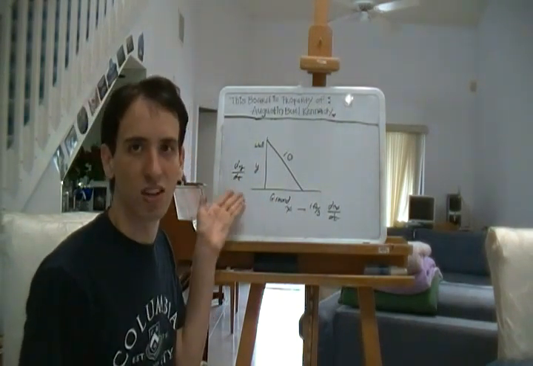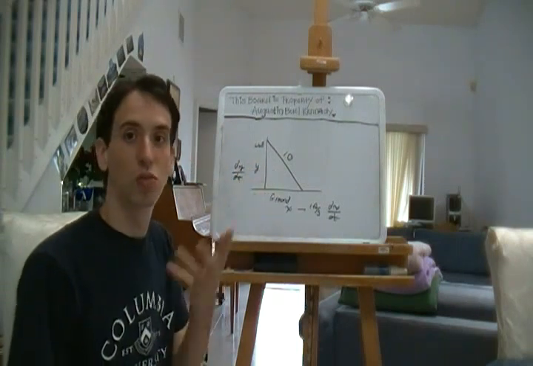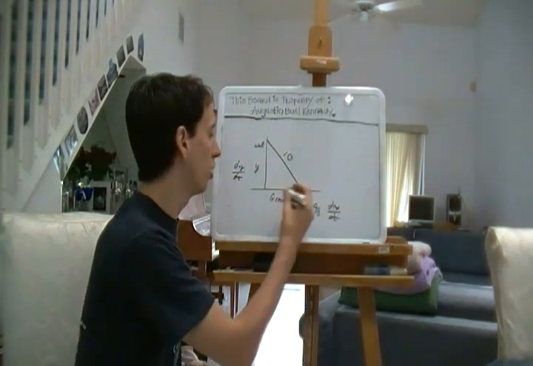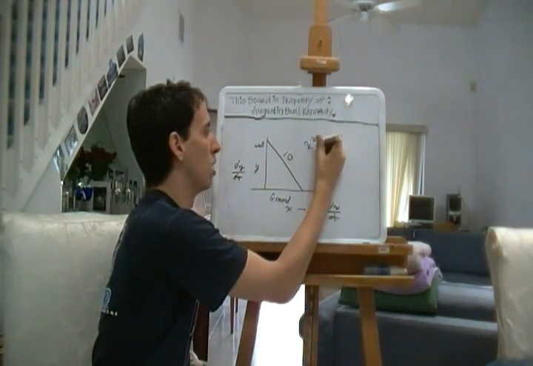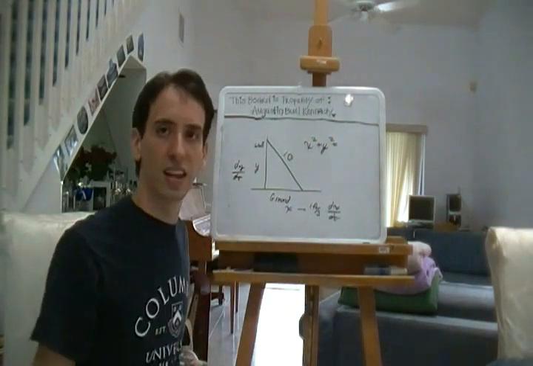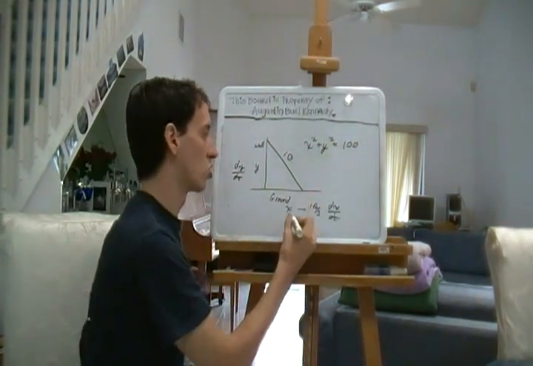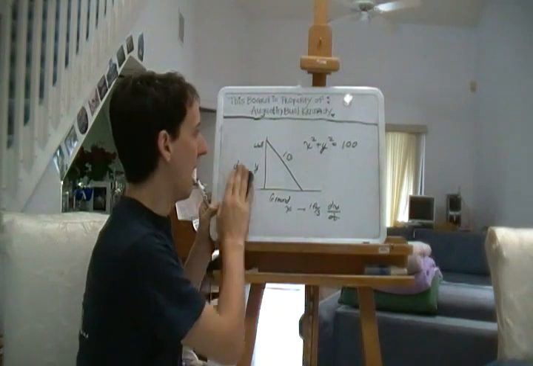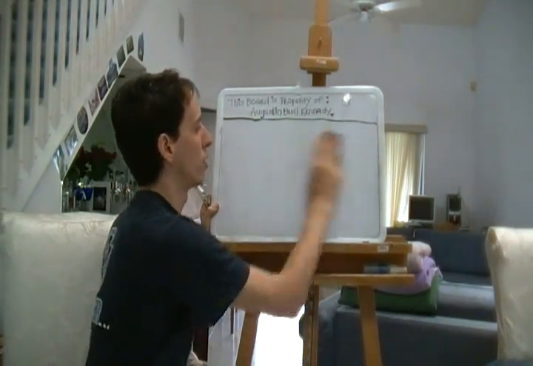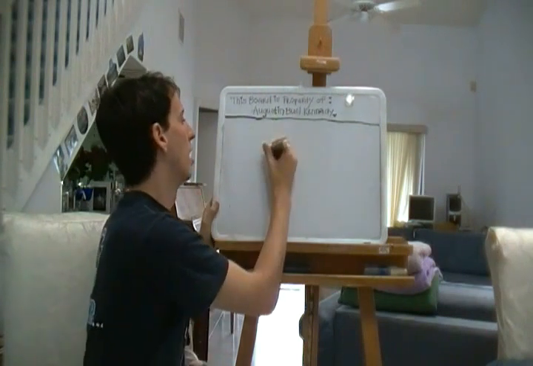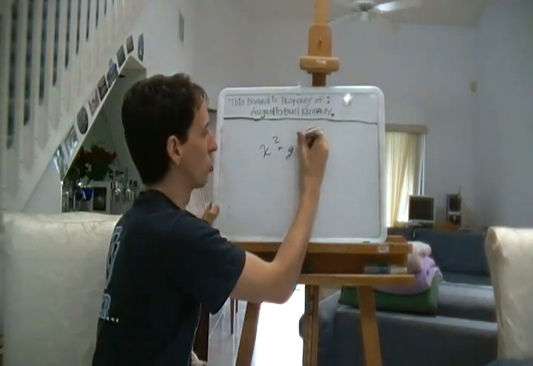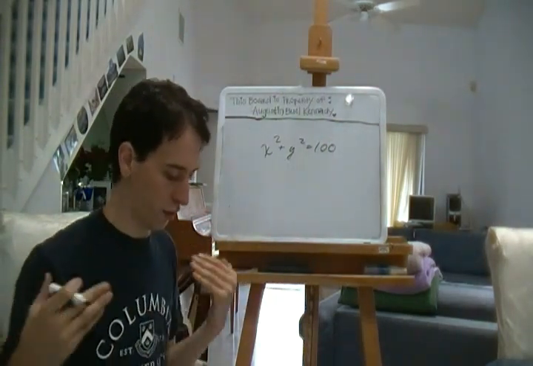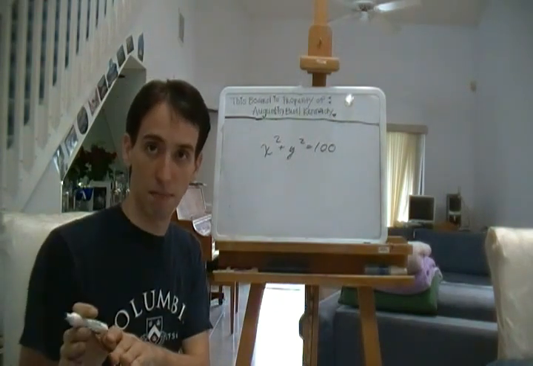Now, it's no coincidence that I drew this picture like this, because you can see that this makes a right triangle. So we already know how all 3 of these things relate to one another. It's the Pythagorean theorem. The ground squared plus the wall squared equals the ladder squared. So that's x squared plus y squared equals 10 squared, or 100. Now we have an equation to work with, which is a little bit more useful. And now we're going to differentiate with respect to time.